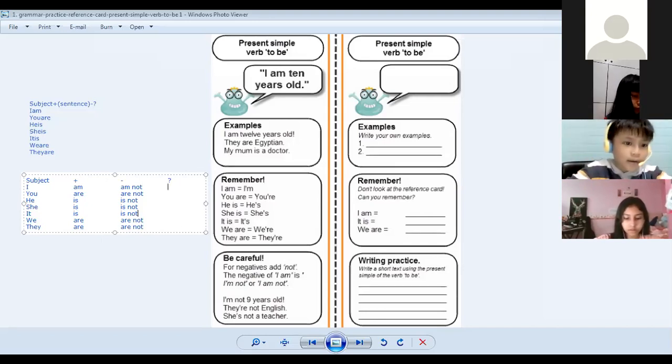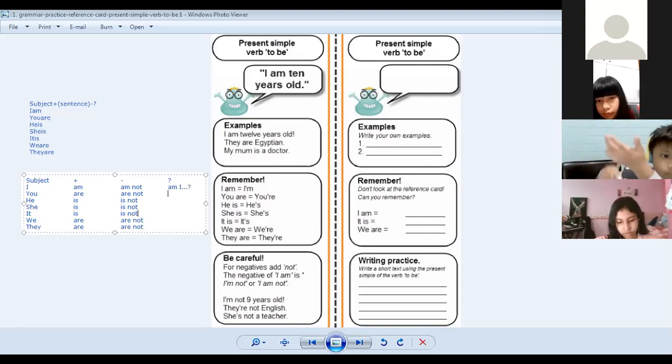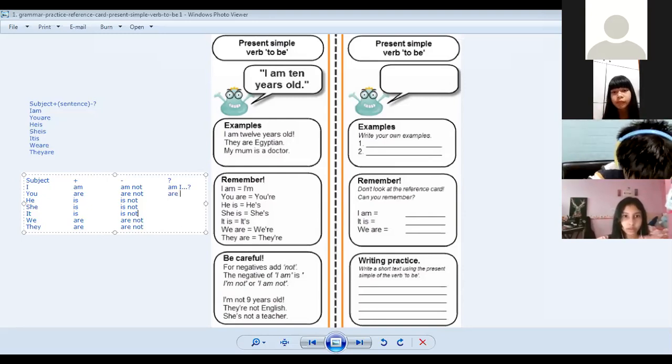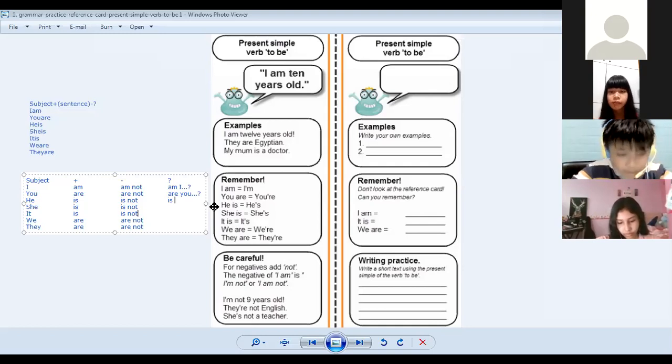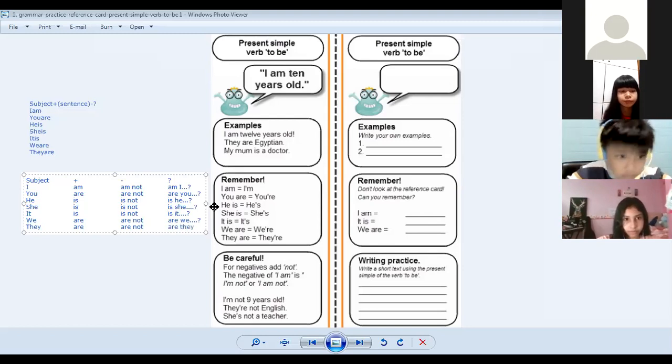And then how about the interrogative? For I, what is the to be? Am I. And how about you? Are you? And he? Is he? Is she? And how about it? Is it? And we? Are we? The last, are they? Yes, are they? That's nice.